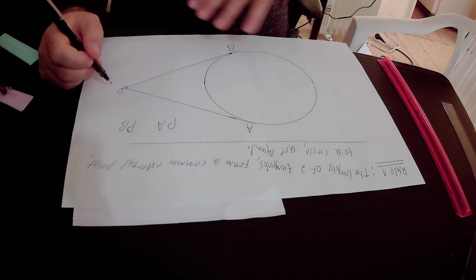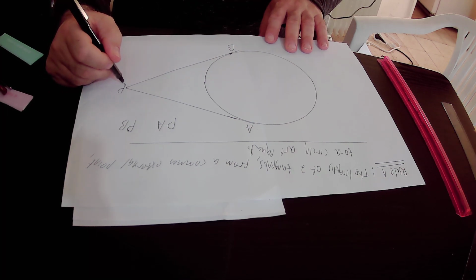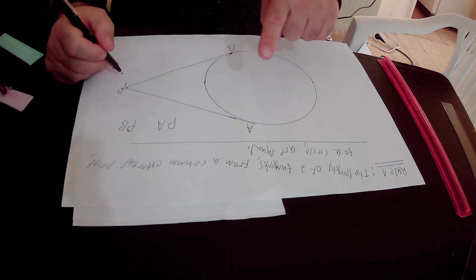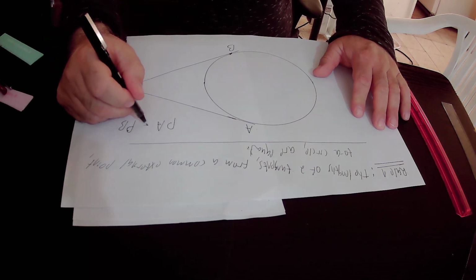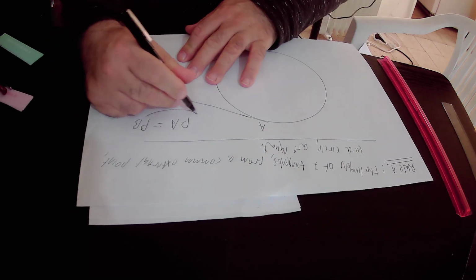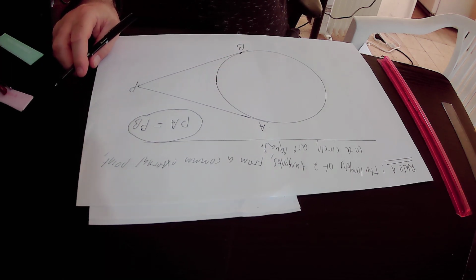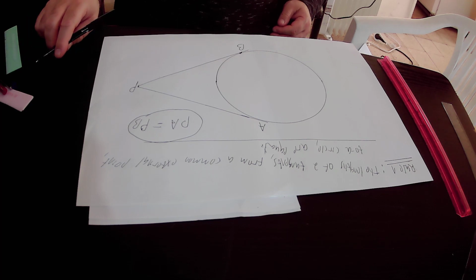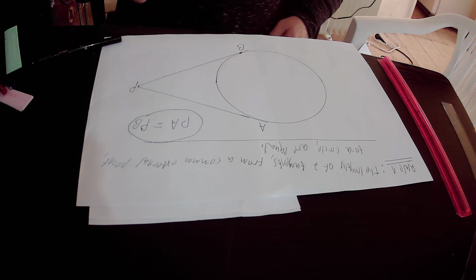So the lengths of two tangents from a common external point, the common external point being point P, to a circle, at points A and B, are equal. That is to say, PA equals PB according to rule number 1. So whenever you draw two tangents to a circle from a common external point of that circle, the lengths of those two tangents will be equal to each other. In this case, PA equals PB.